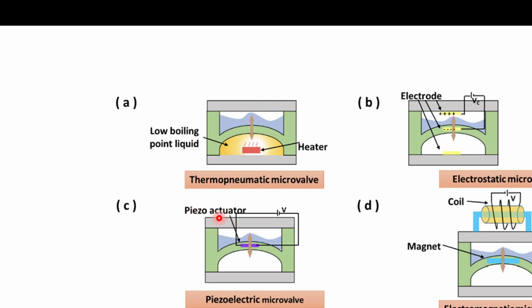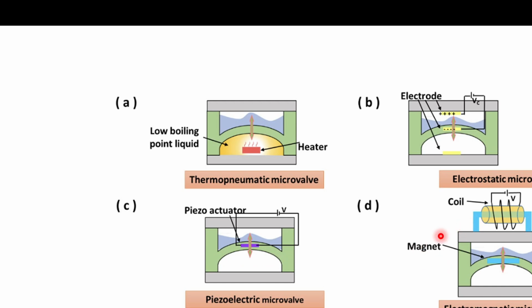The same can be done in the PZT actuator. If we apply the bias, the actuator goes upward and stops the fluid from flowing. When we release the bias, cutting off the voltage, it goes back to the normal position and allows the fluid.